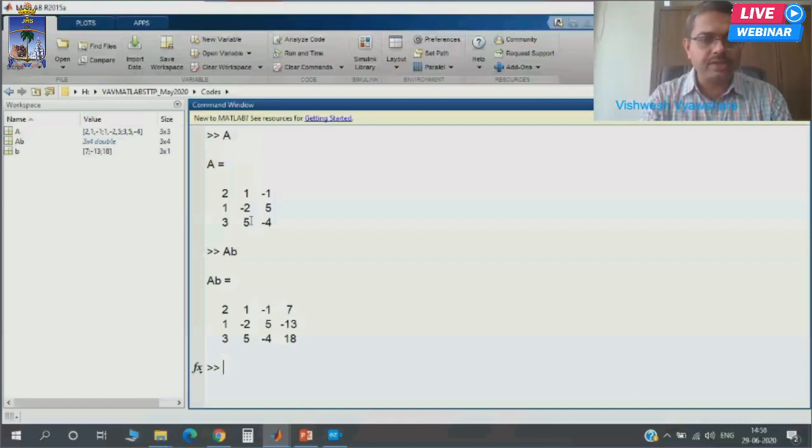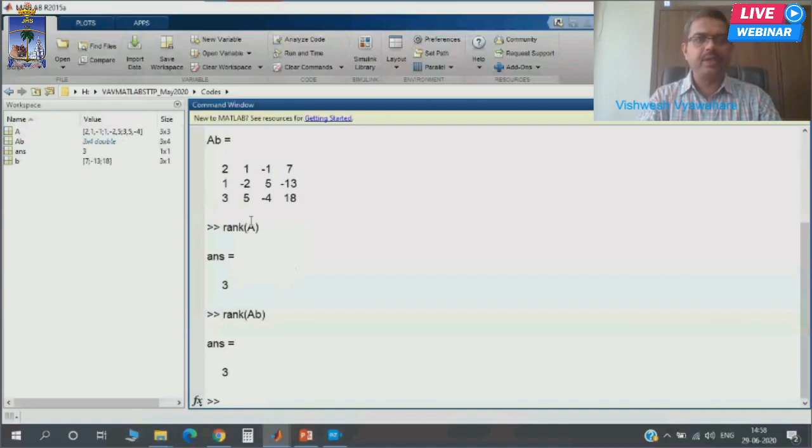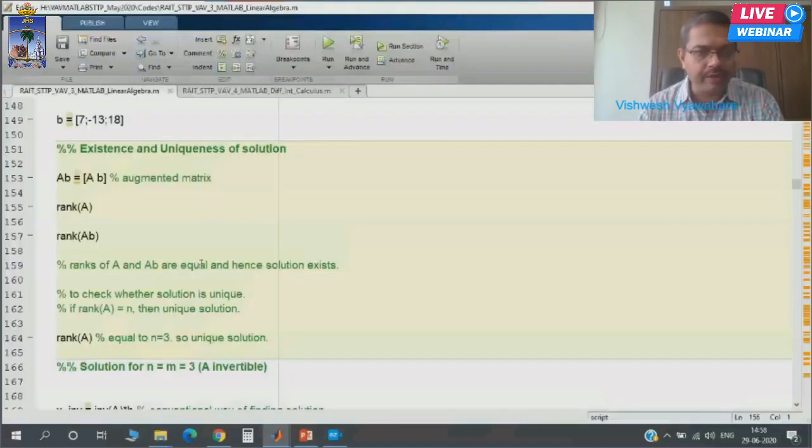Now let us try to find out the rank of A. What is the rank of A? 3. What is the rank of AB? This is also 3. So the rank of A and the rank of AB are equal and therefore the solution exists. And since the rank of A is equal to n, which is the number of equations, that is 3, there is a unique solution.